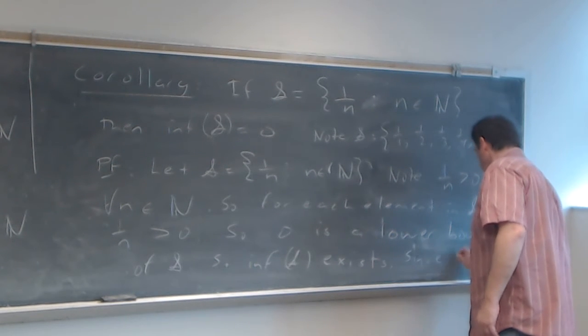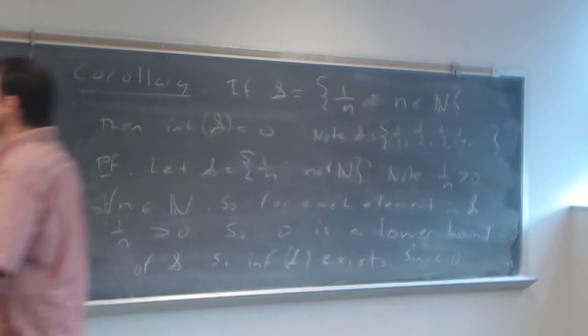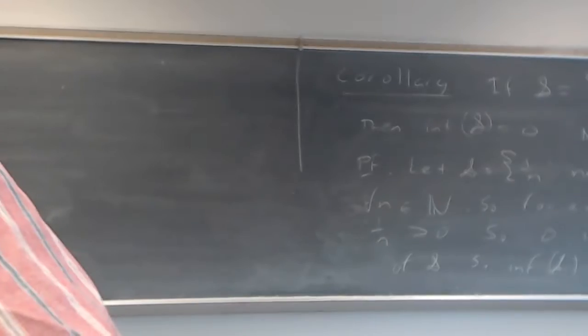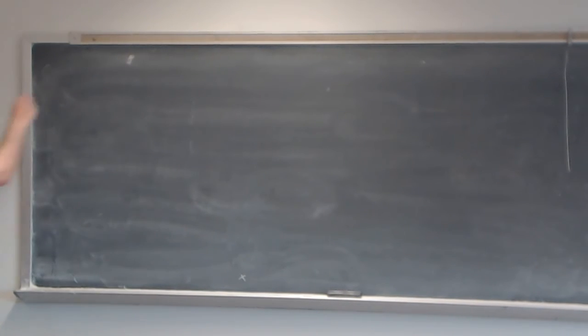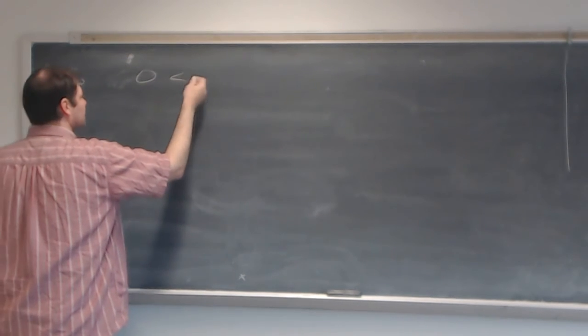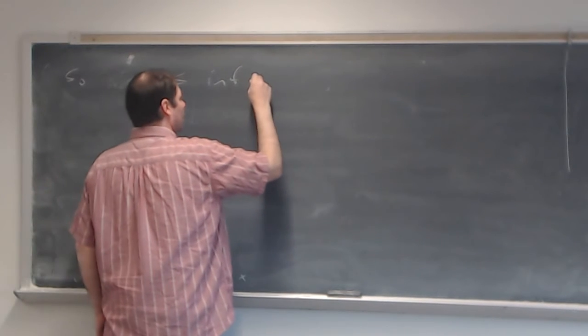Since 0 is a lower bound, how does the lower bound compare to the infimum? What does infimum mean? It's the greatest lower bound. So if 0 is a lower bound, the infimum has to be not less than 0. Greater than or equal, because it's bigger than all lower bounds. So it says that 0 is less than or equal to the infimum of S.